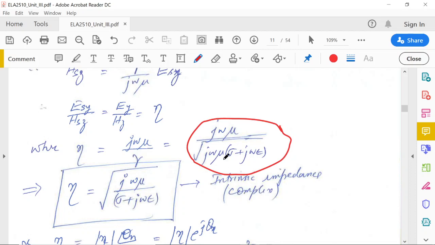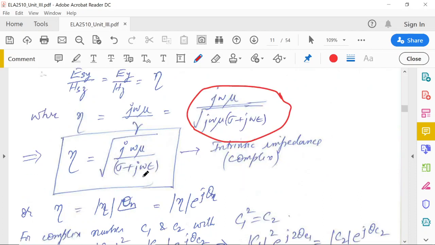Previously, it was just when sigma is 0, you can cancel out, it will become j square, you can take j, cancel out, and you can solve it later. So in this case, now the intrinsic impedance is complex. Previously, for the lossless dielectric, the intrinsic impedance was real. Now, as it becomes lossy due to the sigma effect, the intrinsic impedance becomes complex. So finally you have the intrinsic impedance here.